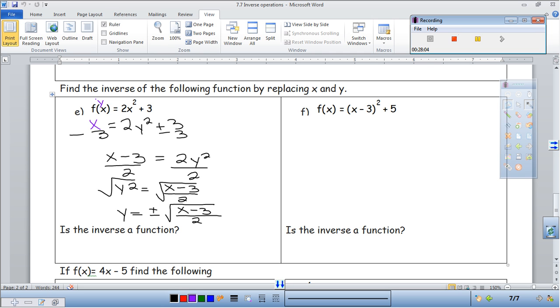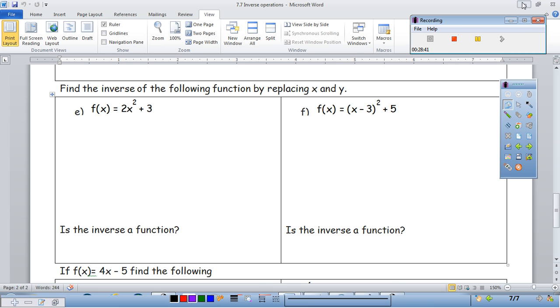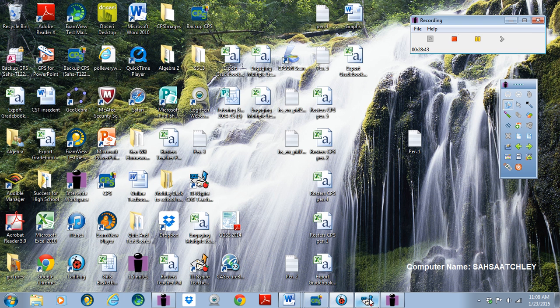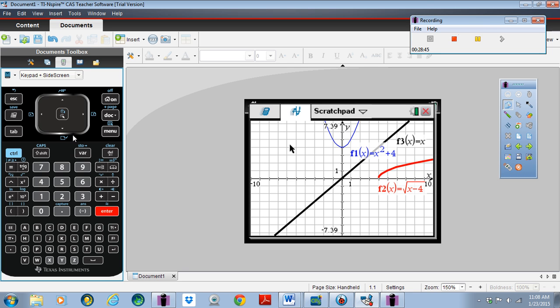Okay, any ideas? Is this a function? Not sure? Let's graph it. Graphing it will help us see if it is or not. So I'm going to put y, tab. I'm going to delete all this stuff. Use my arrows, get up, delete everything.